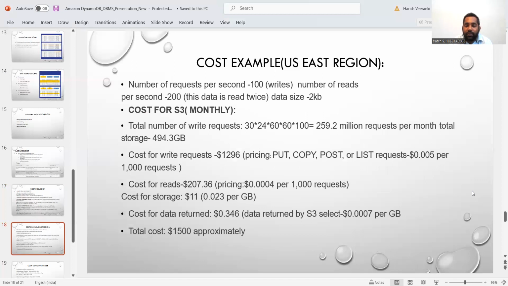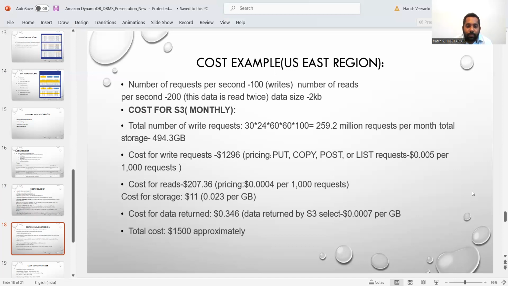Cost example in the US East region: the number of requests per second is going to be 100 writes, and the number of reads per second is going to be 200. The data is read twice, the data size is 2 KB, and the cost for S3 monthly is going to be: total number of write requests equals 359.2 million requests per month. Total storage is going to be about 493 GB.